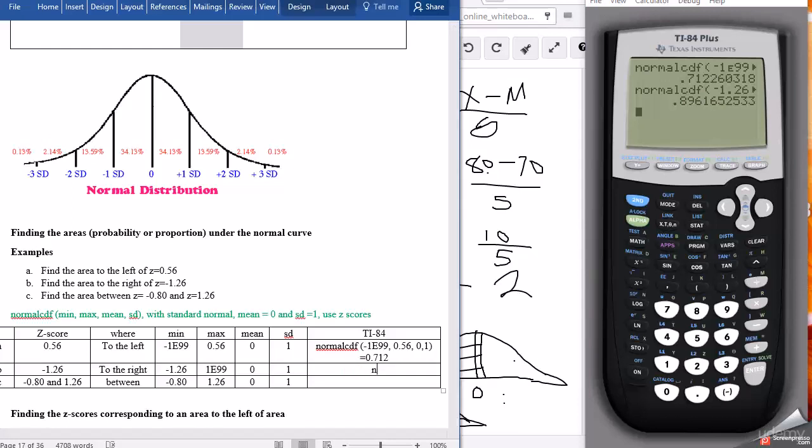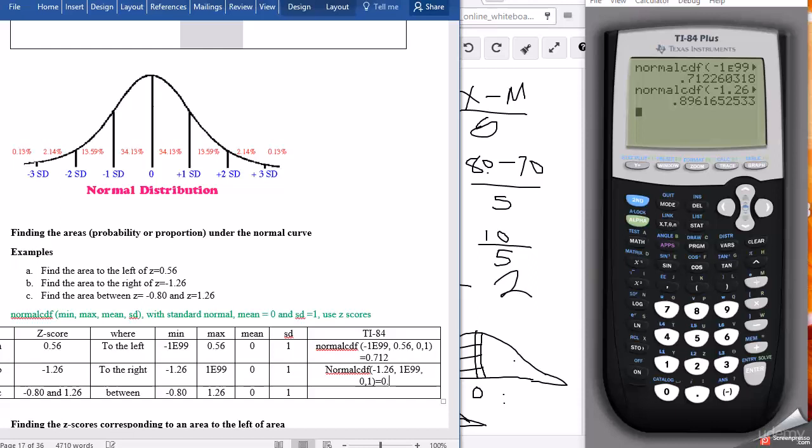Okay, so what we just did, let me just write the answer. Normal CDF. I typed in -1.26, 1E99, 0, 1, and that gave me 0.896. That is the area to the right of z equals -1.26.